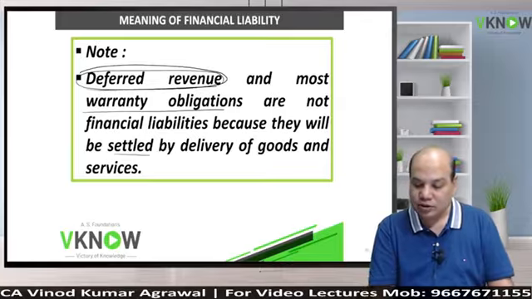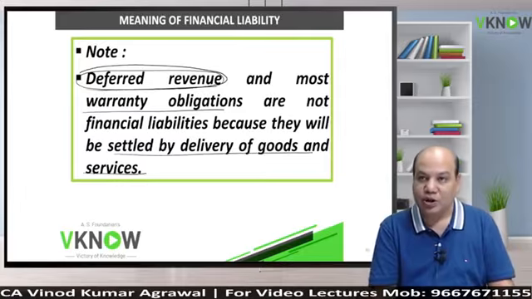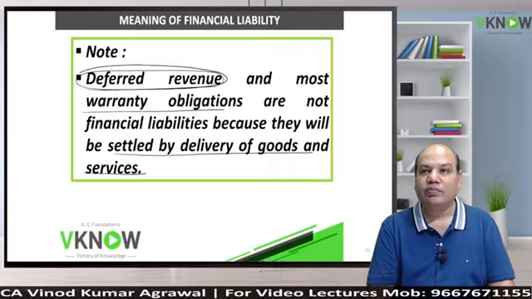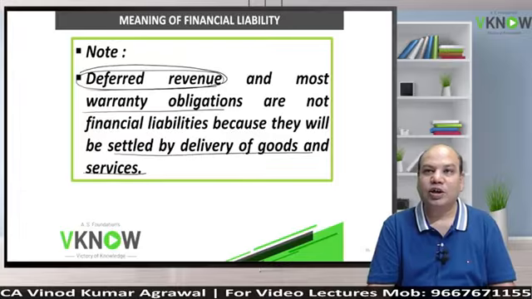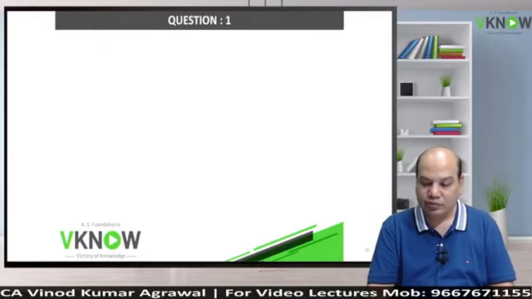Hence, such items may be contractual obligations, but since they involve delivery of goods and services, not delivery of cash or financial asset, they are not financial liabilities. They are liabilities, but they are not financial liabilities. So therefore, they will be outside the scope of this standard.